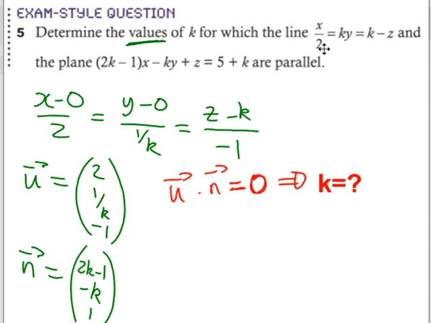Well, there's the line rearranged into a more convenient format to read off the direction, which is here, and the normal vector of this plane is here. I'm sure you've figured out by now, if the line is parallel to the plane, then its direction vector must be perpendicular to the normal vector. So I'll leave you to solve that equation for k.